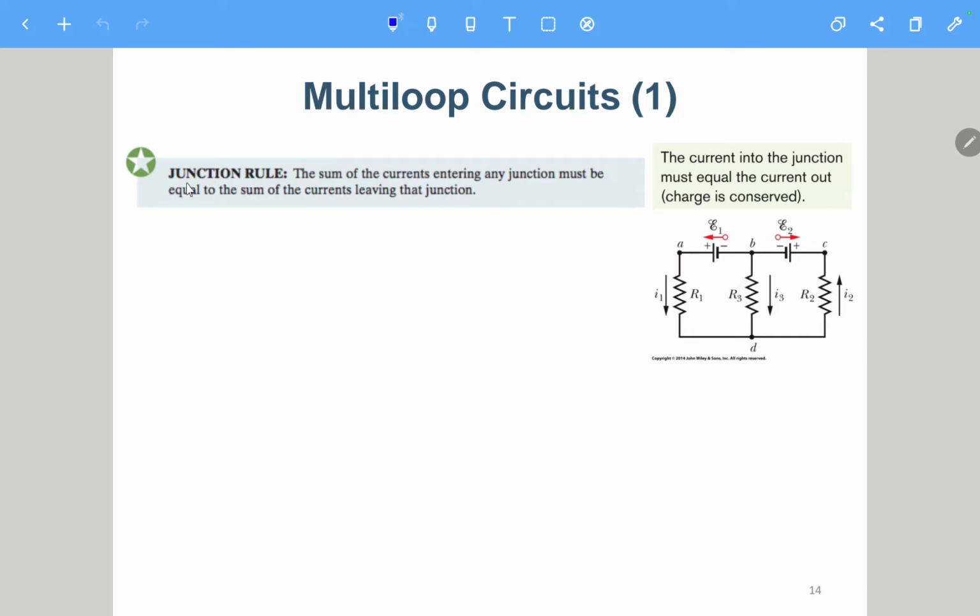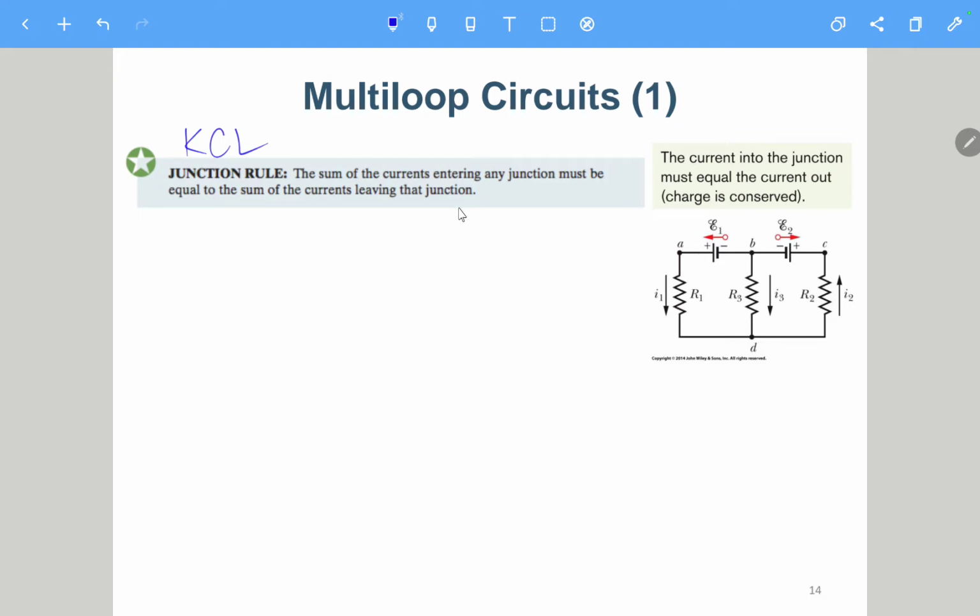Okay, so here we also talk about the junction rule, which we know as the Kirchhoff current law, KCL. KCL, not the KCL in the chemistry class, not the potassium chloride. Okay, so this is the Kirchhoff current law. It means that the sum of the current entering any junction must be equal to the sum of the current leaving the junction.